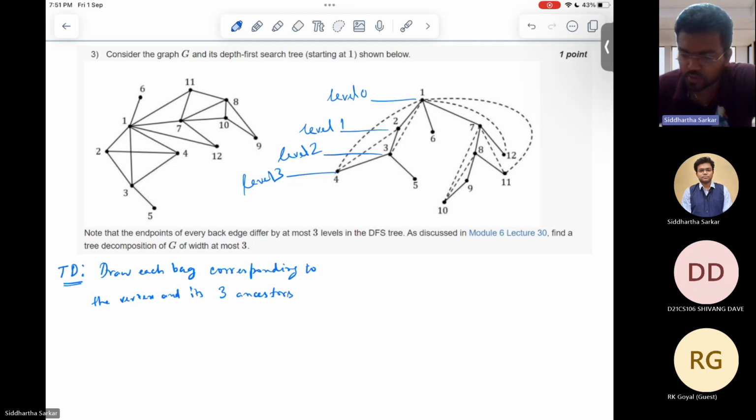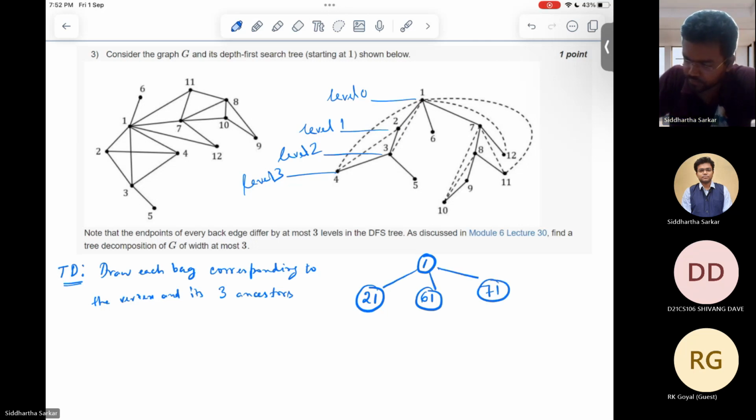What I mean is that you start with this. You're looking at the DFS tree. I hope the DFS tree is visible. The root is one, so you have a bag corresponding to one. One's ancestor is nobody, so one itself is a root. Now you have two. Two's ancestor is one, so two one is a bag. You have six. Six's ancestor is one, so six one is a bag. You have seven. Seven's ancestor is one. Actually I should say two comma one, but I'm just saying two one. Six one means six comma one. So these are the bags.